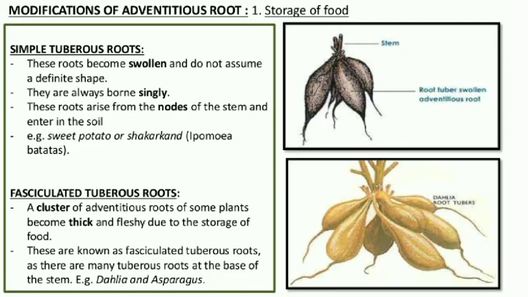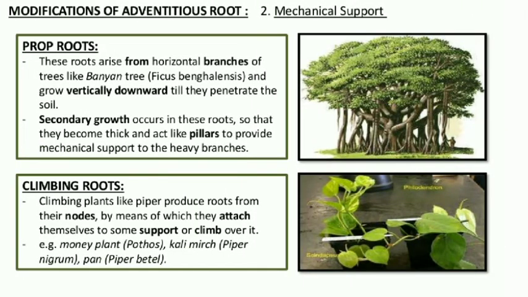Next one is modification of adventitious root for mechanical support. The second main purpose is mechanical support. First one is the prop root. These roots arise from the horizontal branches of trees, like the horizontal branches of the banyan tree, large trees.